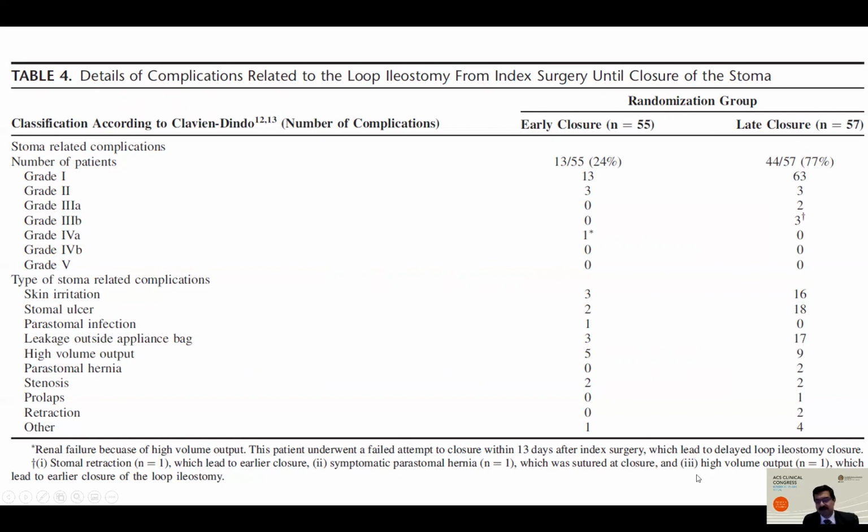So I do acknowledge that the late closure group has a spuriously elevated amount of complications. But when you think about it, these are complications which can be avoided if we can safely take down loop ileostomies early. So this is an important slide. If you're interested in early reversals, I would urge you to read this paper.